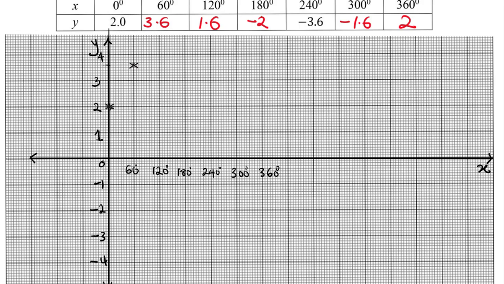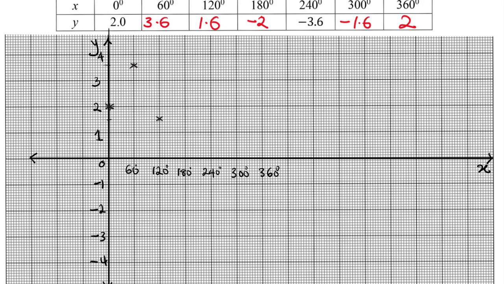The next one is when x is 120 degrees, y is 1.6. So where is 120 degrees? This is 120 degrees. And y is 1.6. So where is 1.6? Of course, this is 1. For 1.6, we'll count 6 boxes above 1. So it's going to be here, right? So when it is 120, it is 1.6. Of course, they are going to meet here.